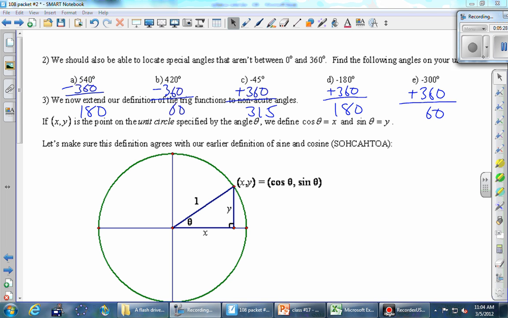If the number was really big, like 1,000 degrees, what would you do to really get it? Because if you subtract, you just keep subtracting 360, right? If it's 1,000 degrees, just subtract 360 until you land in the right spot, which is between 0 and 360. If it's negative, we can add 360 degrees.